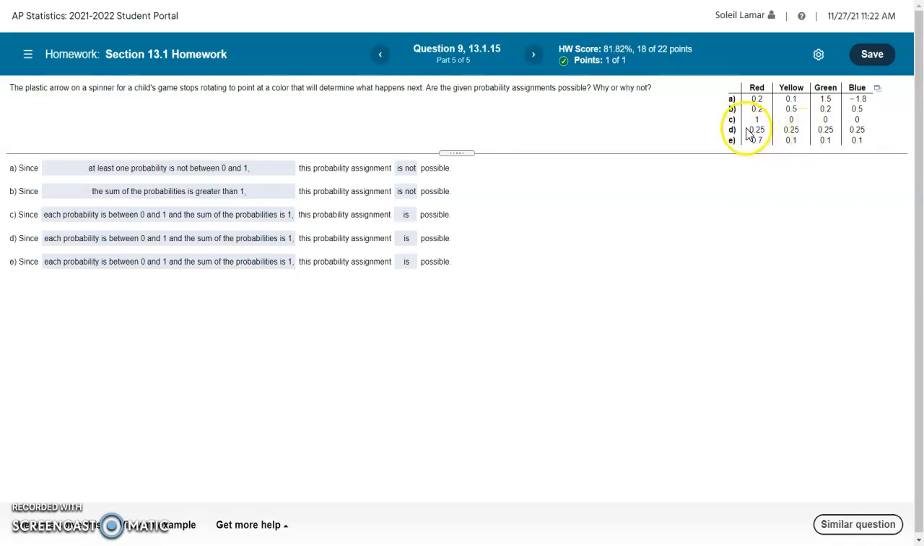For D, we have 0.25, 0.25, 0.25, 0.25. The sum is 1, and none of these probabilities are greater than 1 or less than 0.